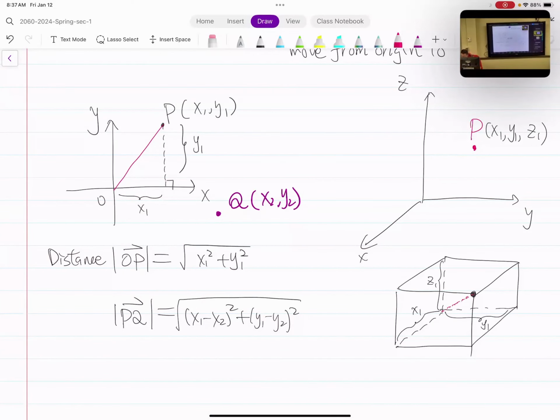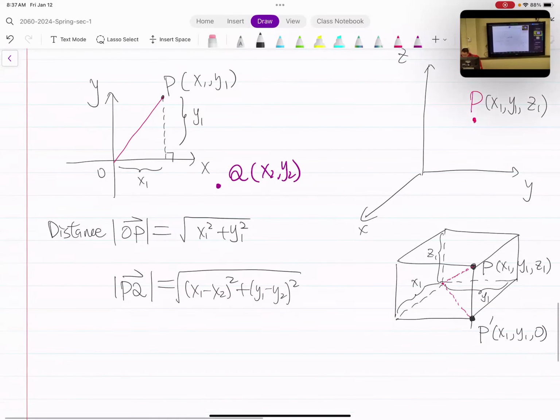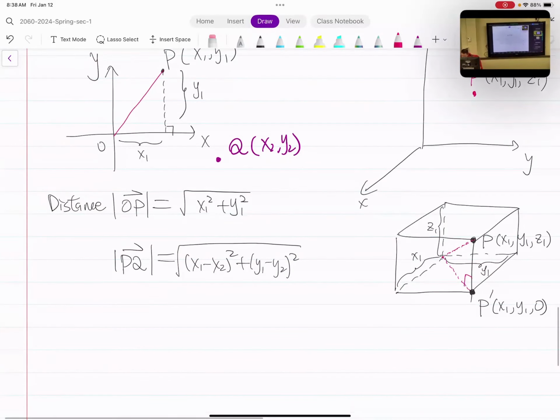So the z-coordinate is gone, right? So that's just a 0 there. We actually know that this is 90 degrees and perpendicular. And what do we know about the bottom dashed line? From the equation on the left, we actually know the length of the dash at the bottom. That's exactly the square root of x1 squared plus y1 squared.